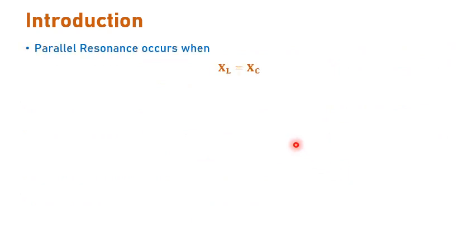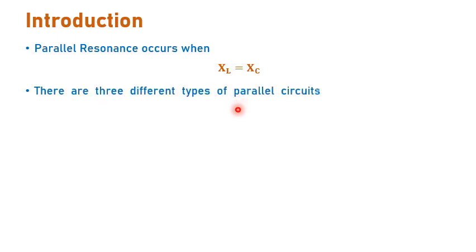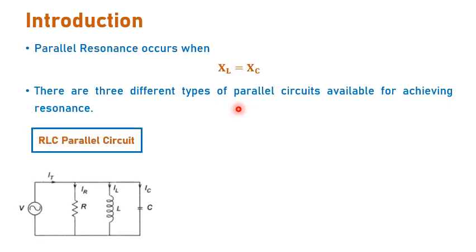Now let us move on to parallel resonance. The parallel resonance occurs when the inductive reactance is equal to the capacitive reactance and the susceptance is equal to 0. So there are three different types of parallel circuits available for achieving the resonance condition. One such circuit is this one. All three passive elements are directly connected in parallel across a variable frequency supply.